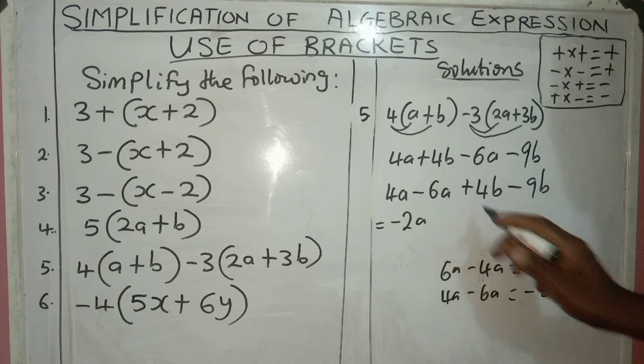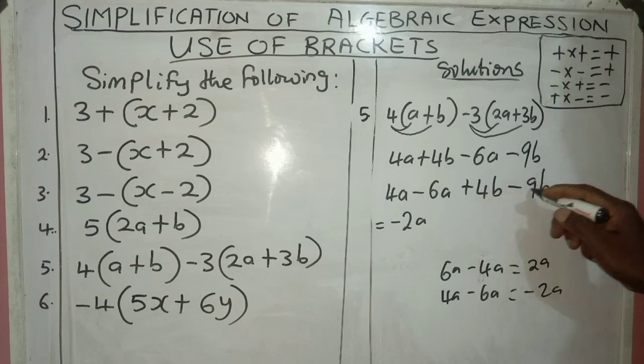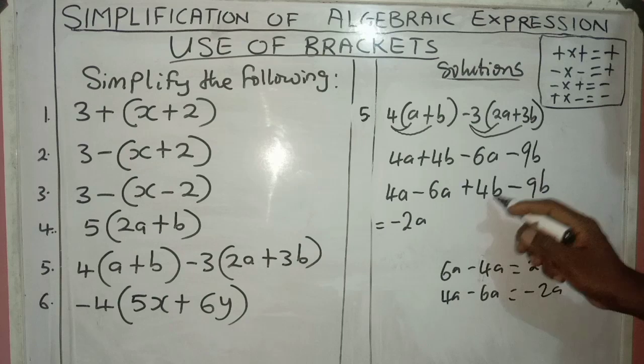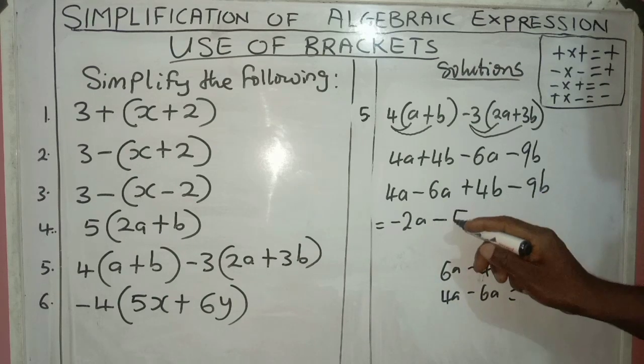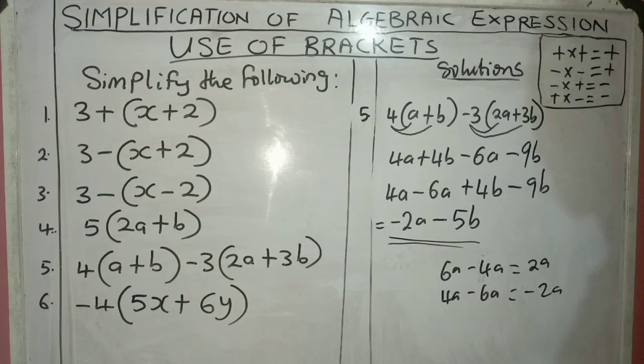Then plus, is that going to be plus? I don't think so. So plus 4B minus 9B. You can see we are still dealing with a small number minus a big number. So 4B minus 9B, that will still give us minus what? 5B. So this will be the answer to the question. I hope this is quite clear. Now we're moving to the last question.